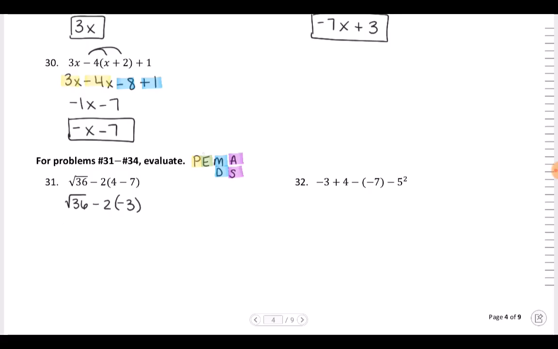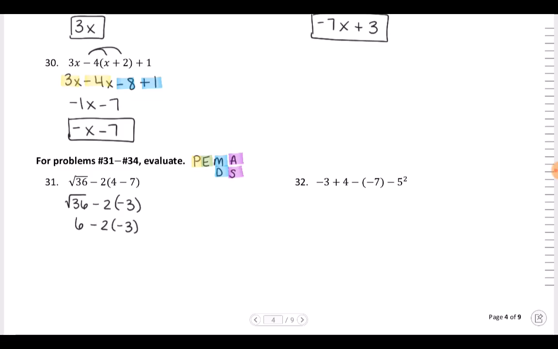Now I go to my second step, which is kind of my evaluate step, and I see that I have a square root here that needs to be evaluated. So let me go ahead and evaluate that. All right, square root of 36, so I'm asking myself what number times itself gives me 36? Well, that would be 6.